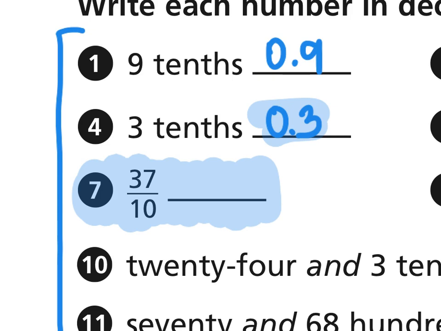Number 7 I highlighted. That's a tricky one. 37/10. If I write that like this, what I'm really writing is 37/100. How would I write 37/10 correctly? Who can tell me? Raise your hand if you know. How would I write 37/10 correctly? Reese, help us out on this one.